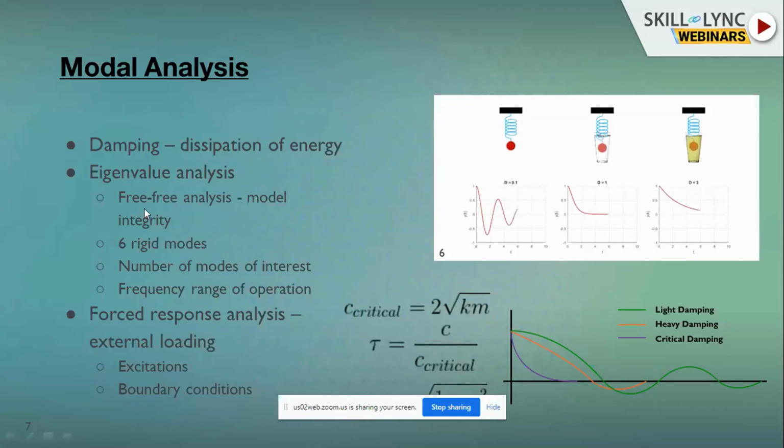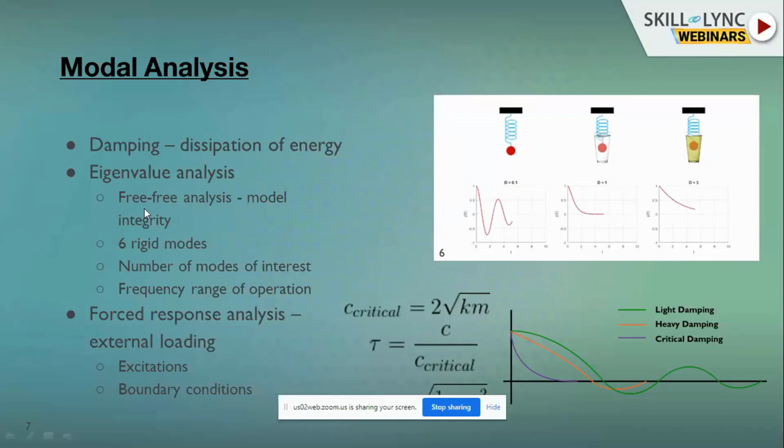Now coming down to eigenvalue analysis, what are the different types of analysis that can be carried out here in modal analysis? You can carry out a free analysis of the body. So what do you mean by free analysis? Here in a free analysis, there is no forcing function or no force involved. You are just going to allow the body to freely vibrate, and then you are going to figure out what are the natural frequencies of the system and what are the different mode shapes which are going to be exhibited by the system.